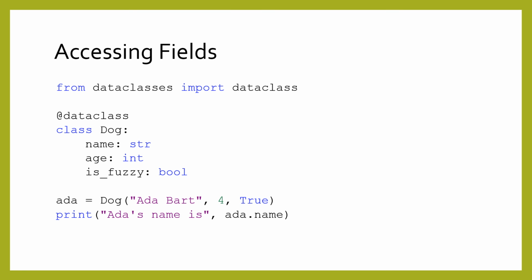If you try changing the code, you will see that you get an error when you try to access Dog.name instead of ada.name. It's very important to understand the idea that the Dog is an abstract idea, while the ada instance is a real concrete bit of data.